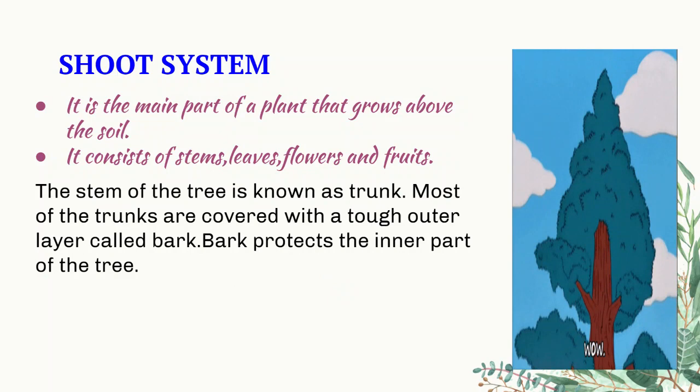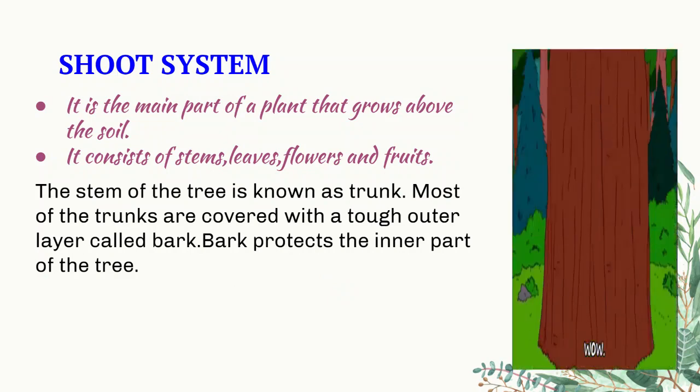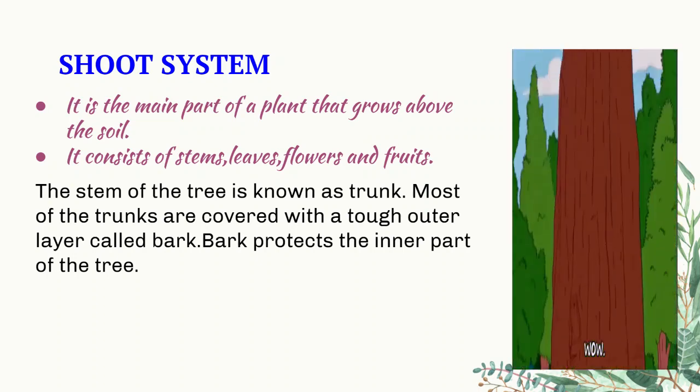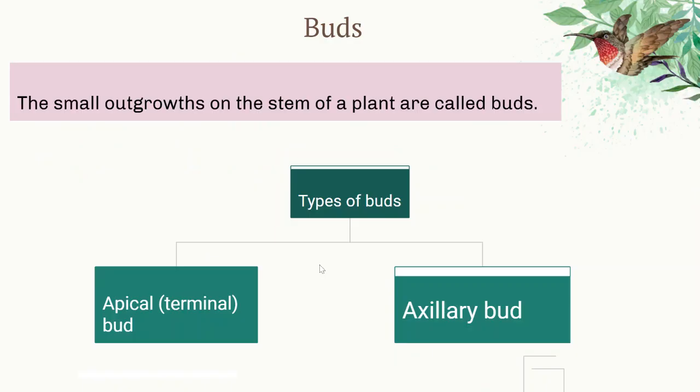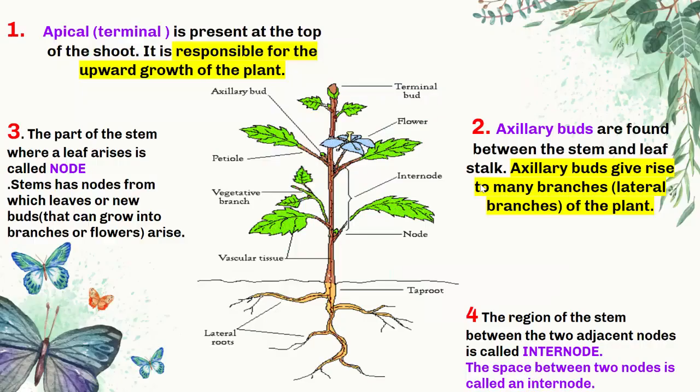Children, we all know that stem is the main part of a plant that grows above the soil, and it consists of leaves, flowers, and fruits. There are other parts also present in the stem. Let us just discuss those parts. What are buds? Children, the small outgrowths on the stem of a plant are called buds. Children, there are two types of buds, apical and axillary bud.